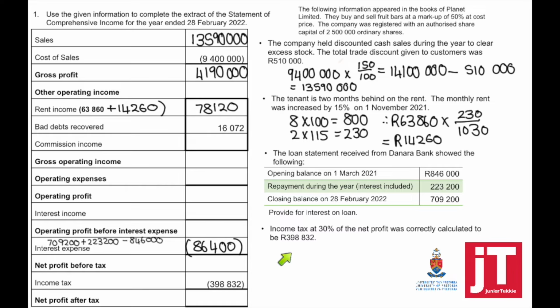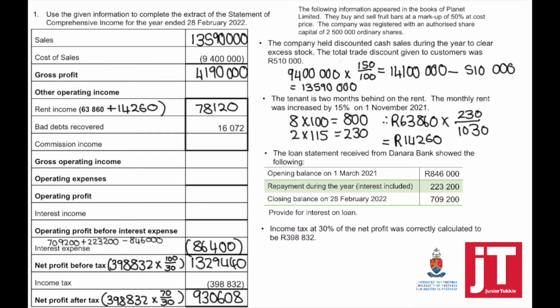Income tax at 30% of the net profit was correctly calculated to be 398,832. So this figure was given to us. Now, we've got 2 options. We can either calculate the net profit before tax, or we can start by calculating the net profit after tax.